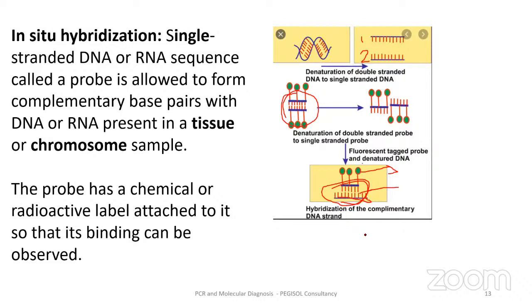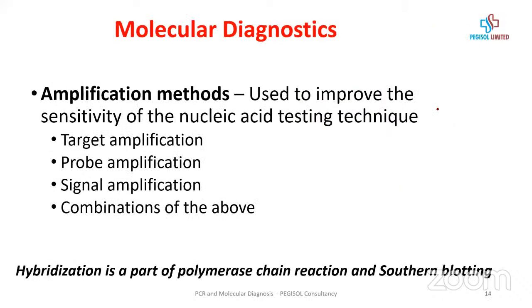Okay, so this DNA can come from your sample, and then the probe can be your reagent kit that is on the bench you're working with. All right, let's look at amplification. Amplification is a method used to improve the sensitivity of the nucleic acid testing technique. So you can have what you call target amplification, probe amplification, signal amplification, or a combination of the above.